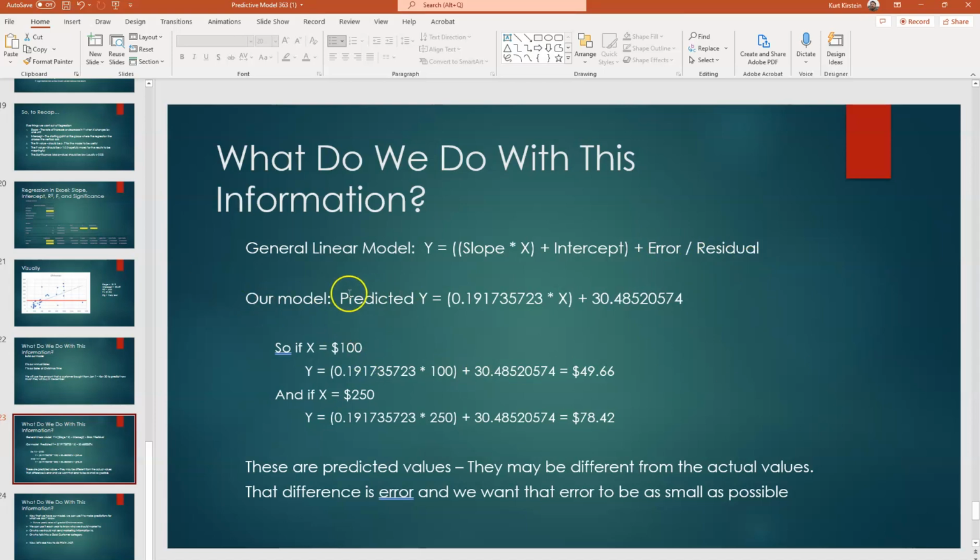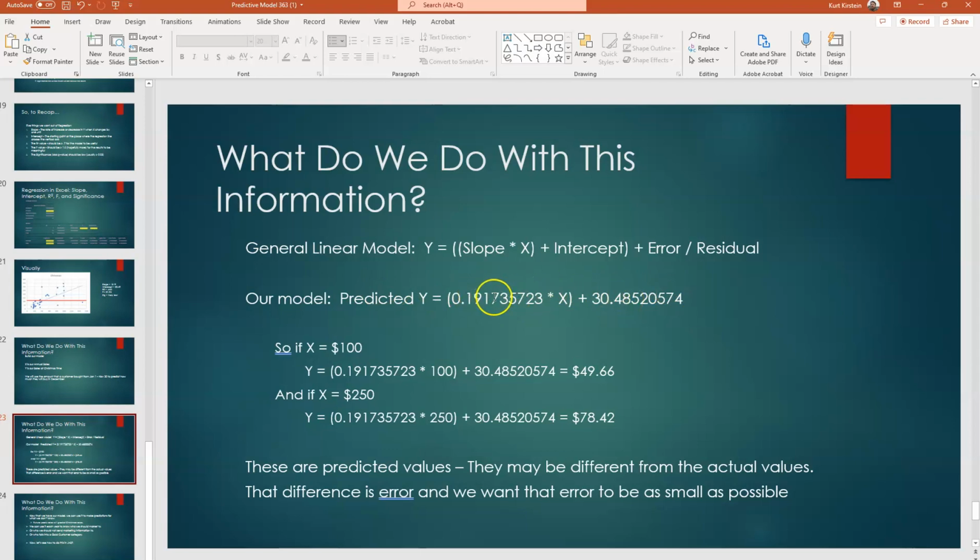Here is our model. The Y for a predicted Y often has a little hat on it, a little arrow at the top. If you look at your keyboard, it is above the 6. That is an indicator that it is a predicted value. So our predicted Y, in this particular case, is going to be our slope, 0.19, times whatever our input value was. If they spent $100, $250, or $1,000, that's what goes in there. We do this for every single customer. Then we add in our intercept, the point where we cross the vertical axis, and that gives us our predicted value.